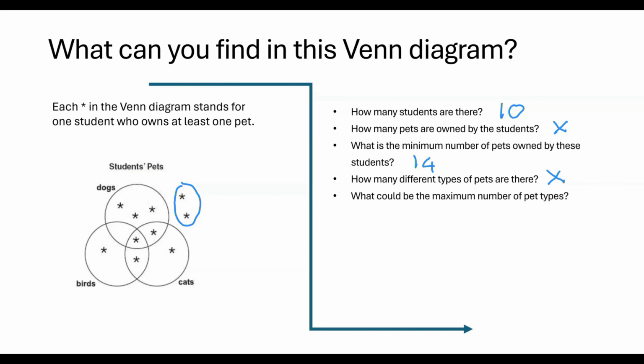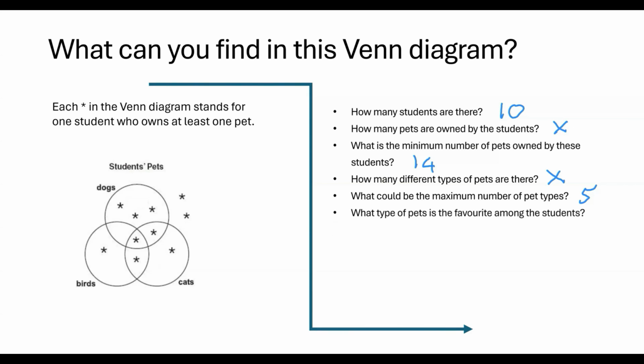Now, what could be the maximum number of pet types? I think this one we can answer because we have dog, cat, and bird as the 3. Now, the two pets that we don't know out there, if we assume that they are different types, then we add 2 more types. So the maximum number of pet types will be 5. Okay, so that we can answer. So 5 pet types.